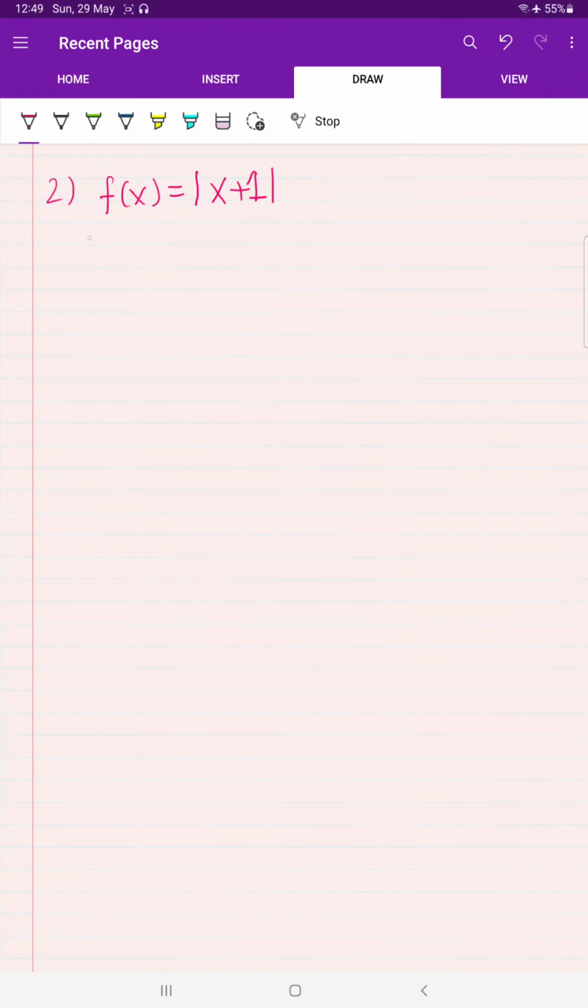So in the last class, I asked you all to check whether the given function is a continuous function or not. How many of you got the answer? If you got the answer, you can drop your answer in the comment section.